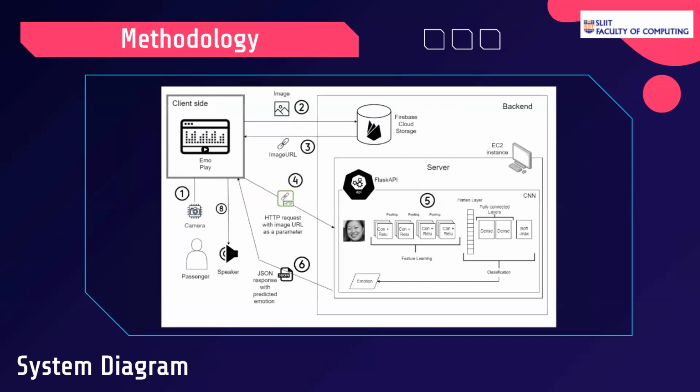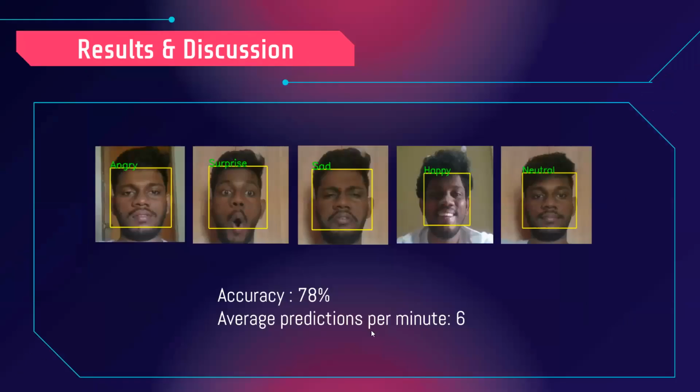And this is the system diagram for that particular component. We have the infotainment system on the client side. It will take the passengers' photos and send them to the server, which is in the cloud, an EC2 instance. There it will predict and give the output back. Within 1 minute, it will make about 6 predictions. It also has an accuracy of around 78%. And you can see some predictions we made with this model.